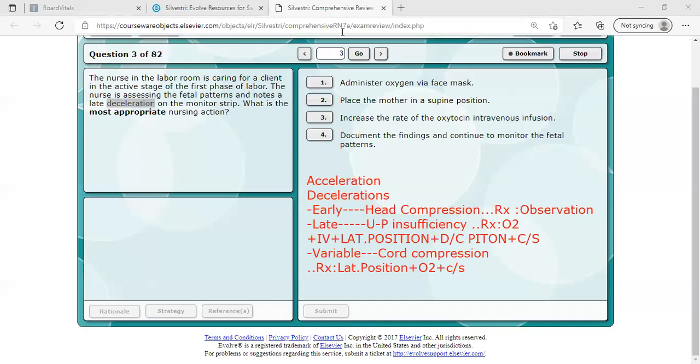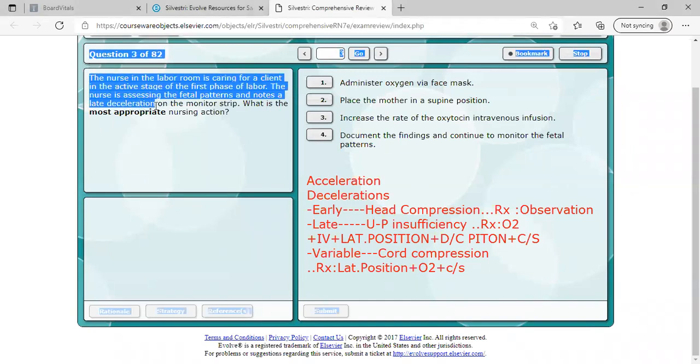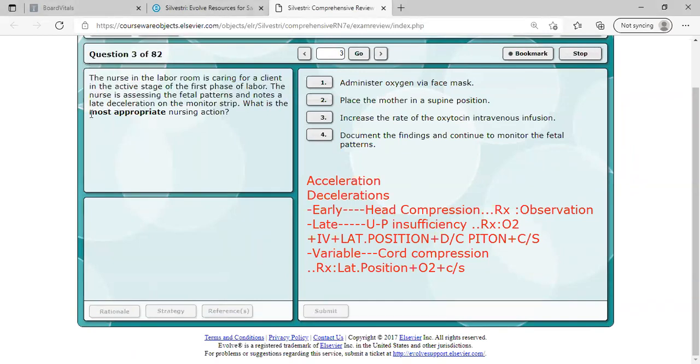So now here, late deceleration on the monitor strip. What is the most appropriate nursing action? Number one, administer oxygen. The question said late deceleration, right? Here, late deceleration, give them oxygen. So administer oxygen via face mask, very much the best choice.